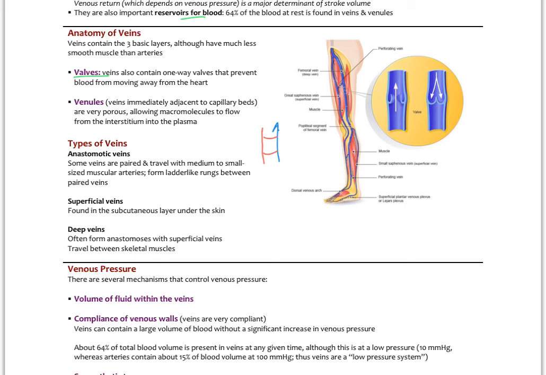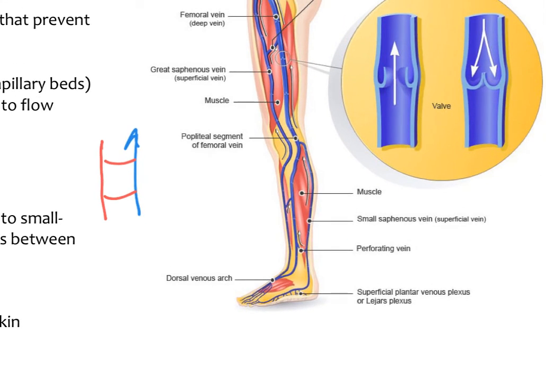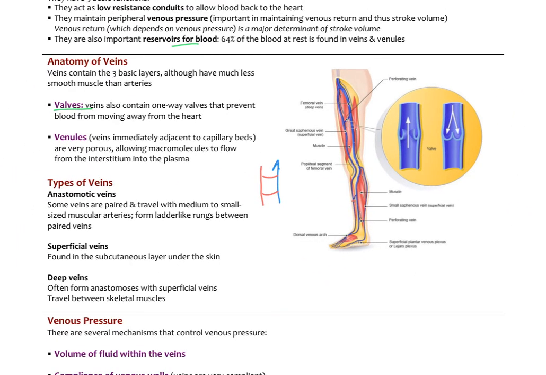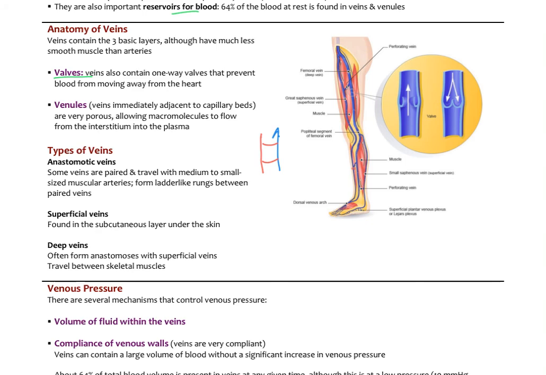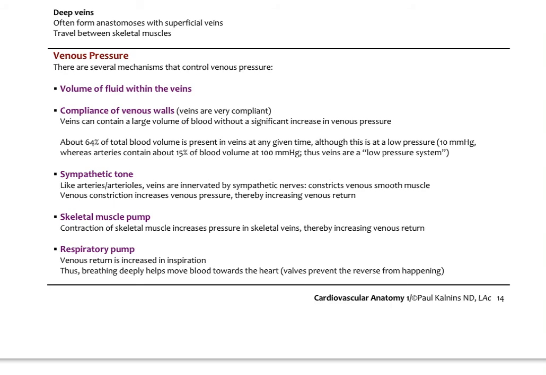Superficial veins are found in the subcutaneous layer under the skin. So when you see varicose veins in the legs, those are typically from superficial veins. We also have deep veins that usually anastomose to the superficial veins, and they travel between the skeletal muscles. So in this picture, we can see some of the veins. Some of them are more towards the surface here, the superficial veins, and then we have the deeper veins that go in. So a lot of the varicose veins and whatnot are not involving the deep veins. We can get varicosities in the deep veins, and that's going to create more complications such as deep vein thrombosis.